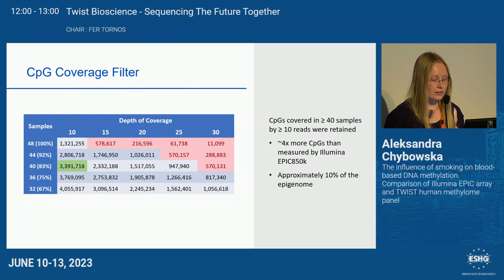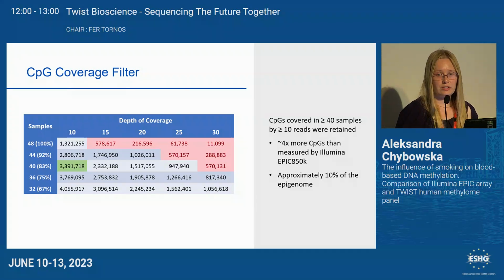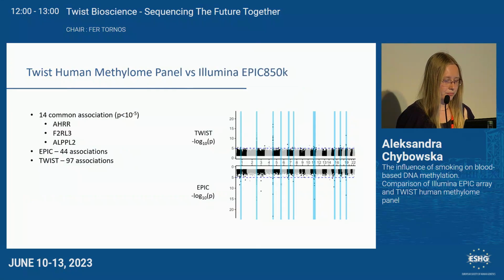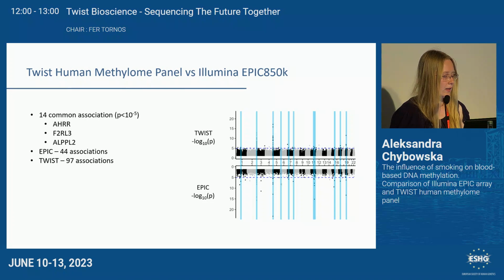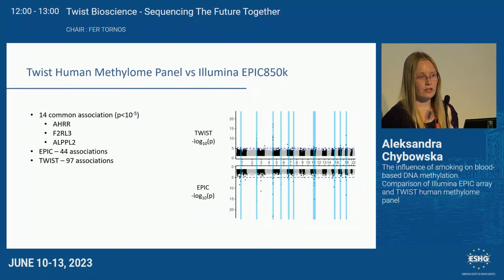With this setting, we retain all CpGs that are covered in at least 40 samples by at least 10 reads. That leaves us with 4 times more CpG sites than measured by the Illumina EPIC array, and corresponds to approximately 10% of the epigenome. Having post-processed my methylation calls, I was ready to proceed to finding differentially methylated regions between smokers and non-smokers.